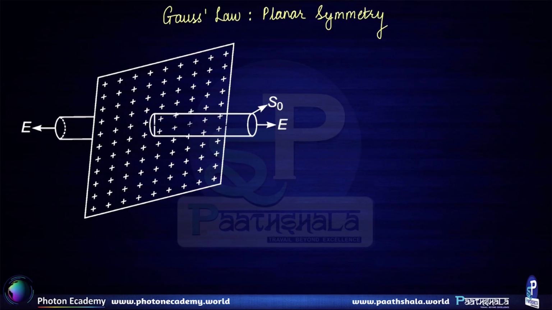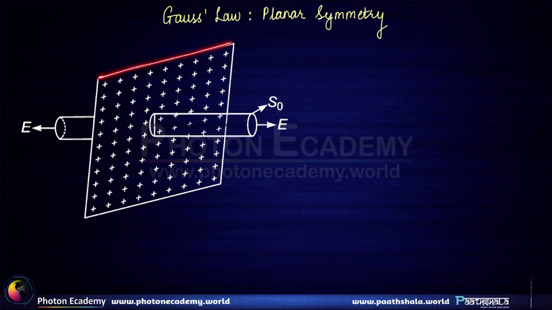context of a planar symmetry. So here we have got an infinite plane of charge. Why do we take infinite lines or planes of charge? Only then the situation is perfectly symmetric. So here we have got an infinite plane of charge, and that has this positive charge on its surface.